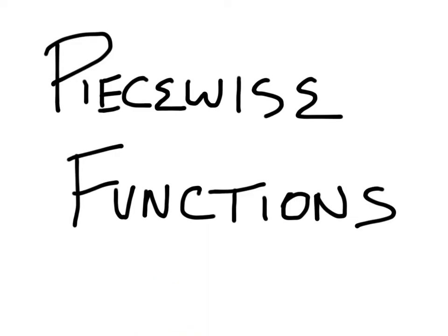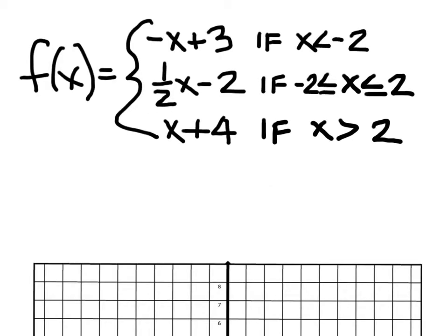Piecewise functions. F of x equals negative x plus 3 if x is less than negative 2. F of x equals a half x minus 2 if x is between negative 2 and 2 inclusive. And f of x equals x plus 4 if x is greater than 2.